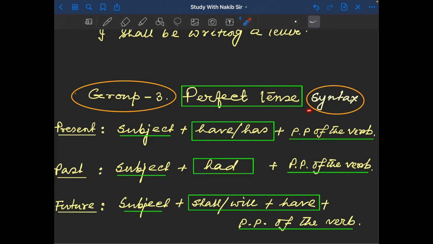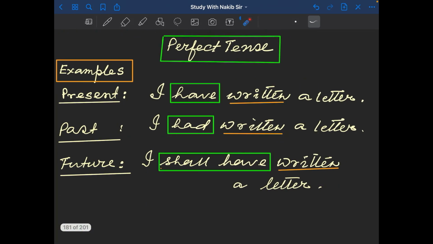This is the syntax, and this is the example model sentence: I have written a letter, present perfect tense, and I had written a letter, that is past perfect tense, and future, I shall have written a letter. So I have written, present perfect, I had written, past perfect, and I shall have written, future perfect.